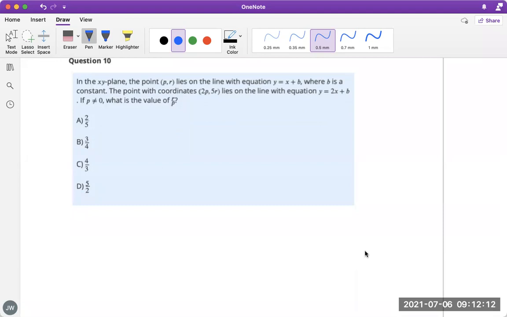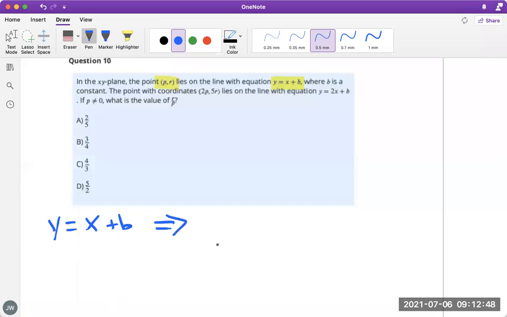So first, we have our XY plane. Now we have a point (p, r), right? So we're given (p, r), and (p, r) is going to lie on y equals x plus b. B is your constant, right? And we know that because we're familiar with lines. Now, with that being true, we can substitute, since we know the point. How about I write the original? That way you'll know why I'm substituting.